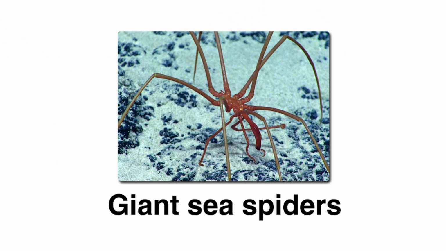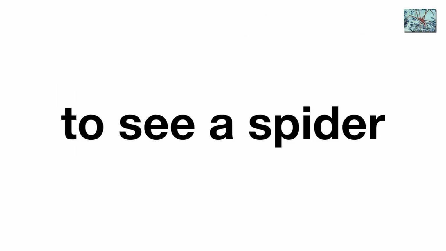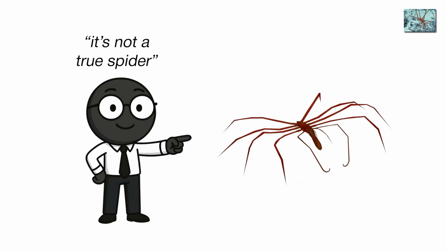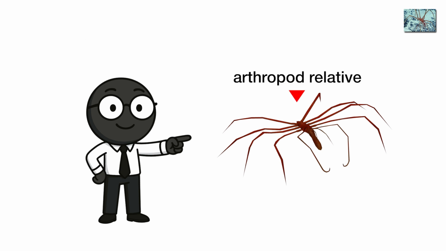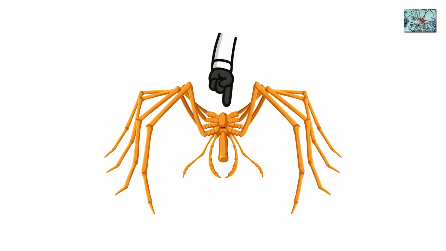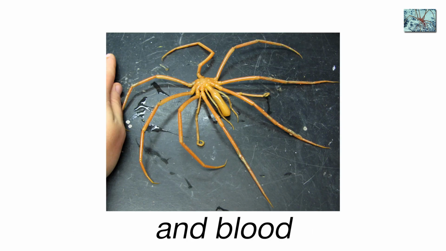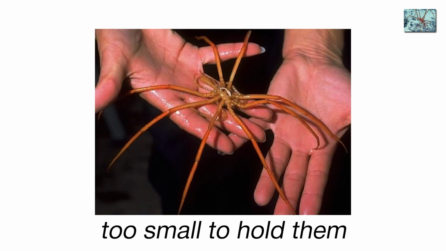Giant sea spider, the creeping skeleton. If you've ever wanted to see a spider from your worst dreams, underwater, meet the giant sea spider. Despite the name, it's not a true spider, but a distant arthropod relative. Its body is tiny, but its legs can stretch over 50 centimeters long. They're hollow, filled with organs and blood, because the body's too small to hold them.